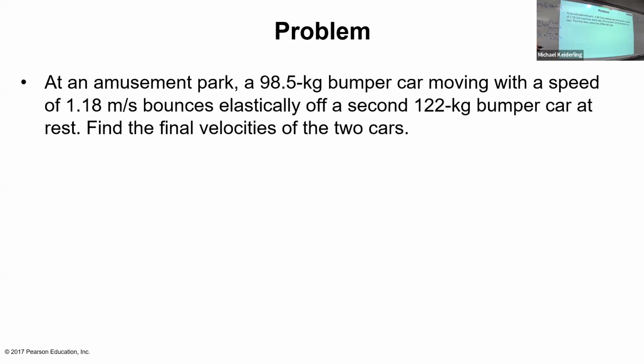So here at an amusement park, a 98.5 kilogram bumper car moving with a speed of 1.18 meters per second bounces elastically off of a second 122 kilogram bumper car at rest. Find the velocities of the two cars. So I'll give you a little while to work on it.